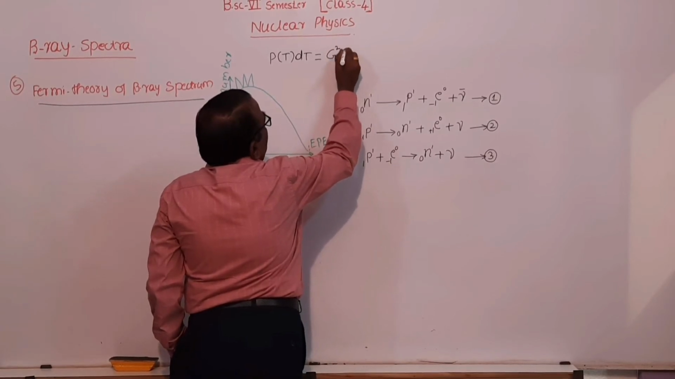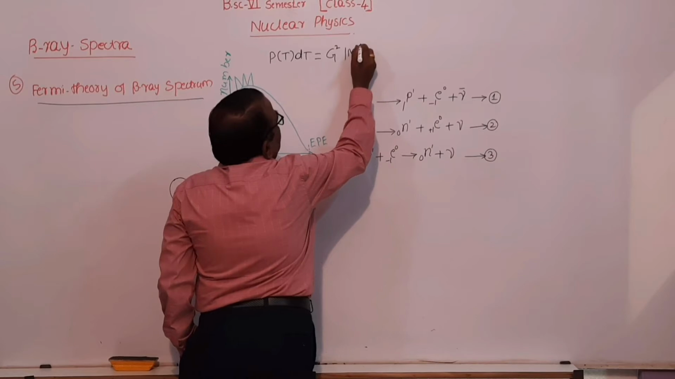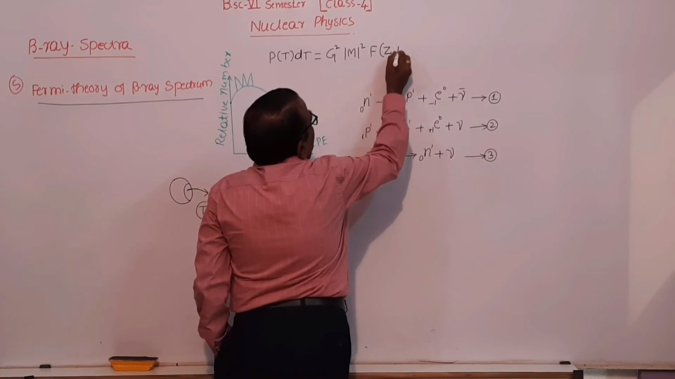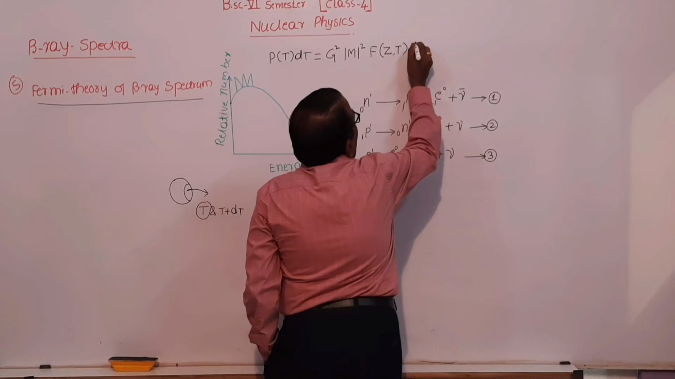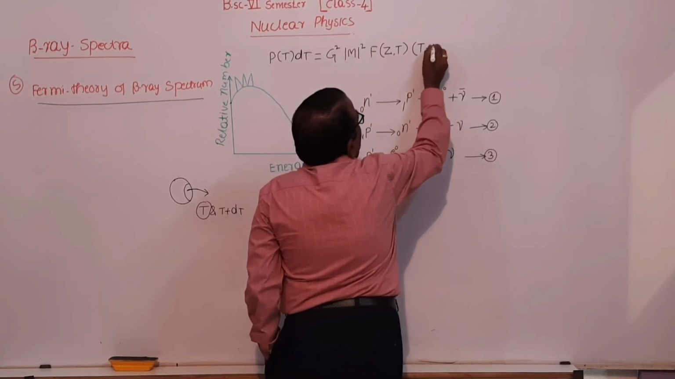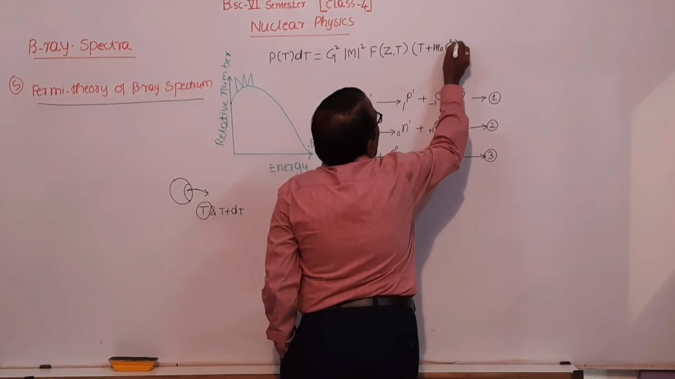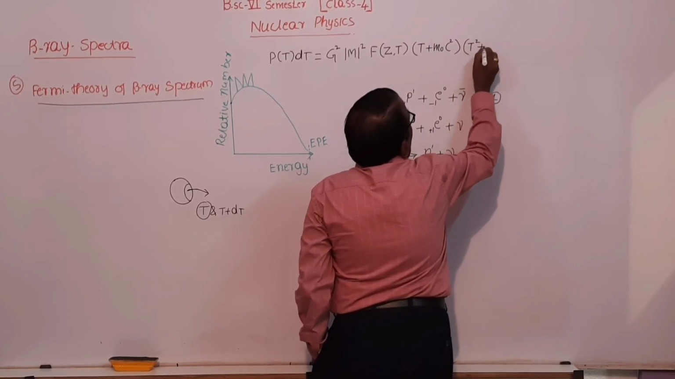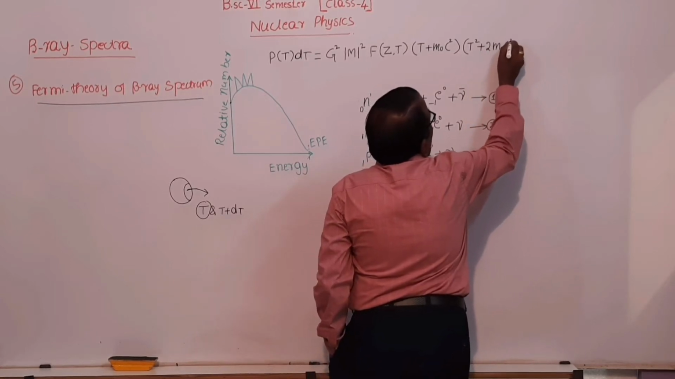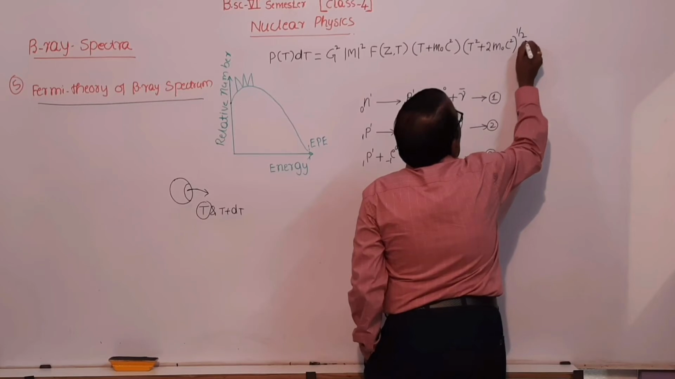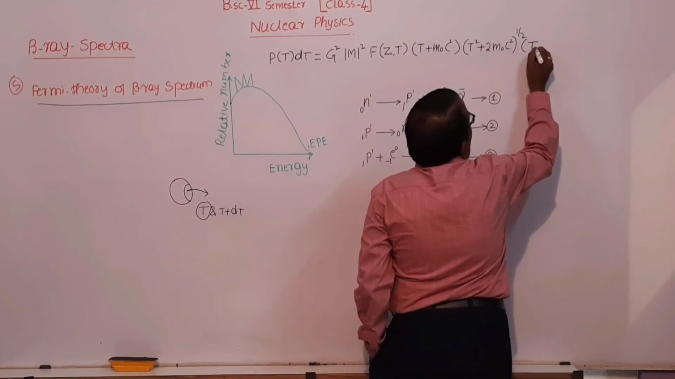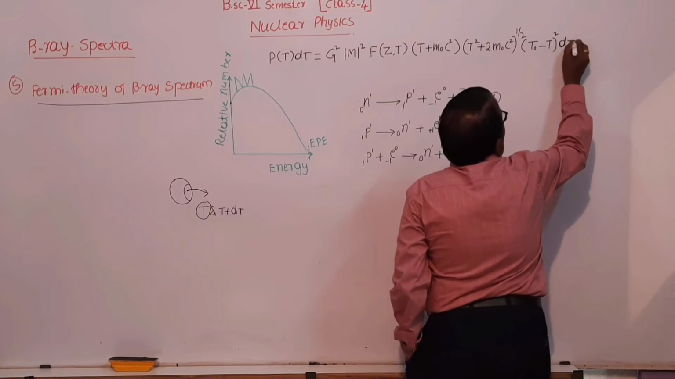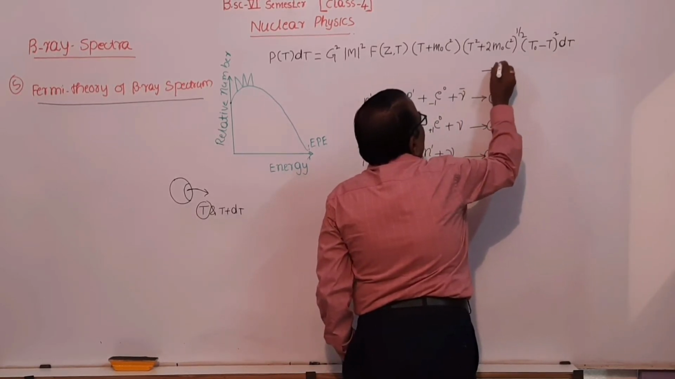G squared, mod M squared, F(Z, T), into (T plus m naught c squared), into square root of (T squared plus 2 m naught c squared T), into (T0 minus T) whole squared into dT. Call this equation 4.